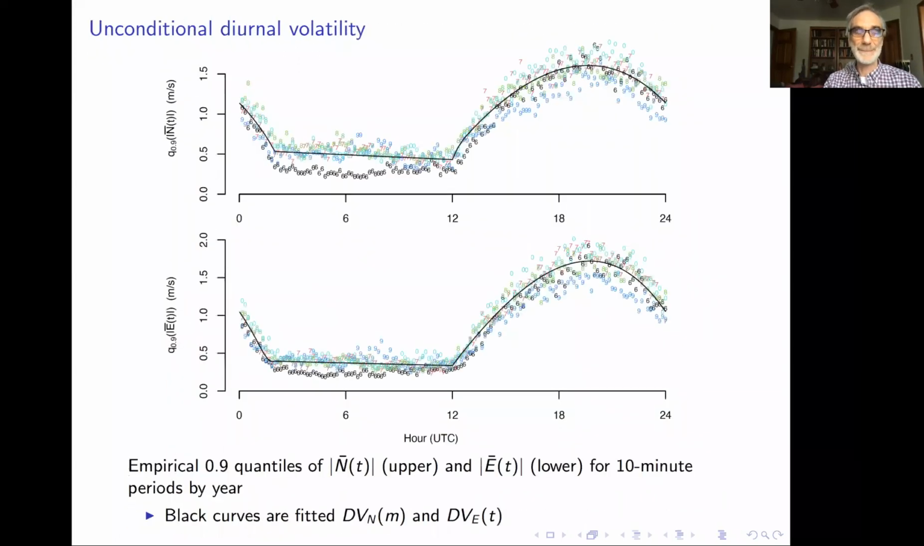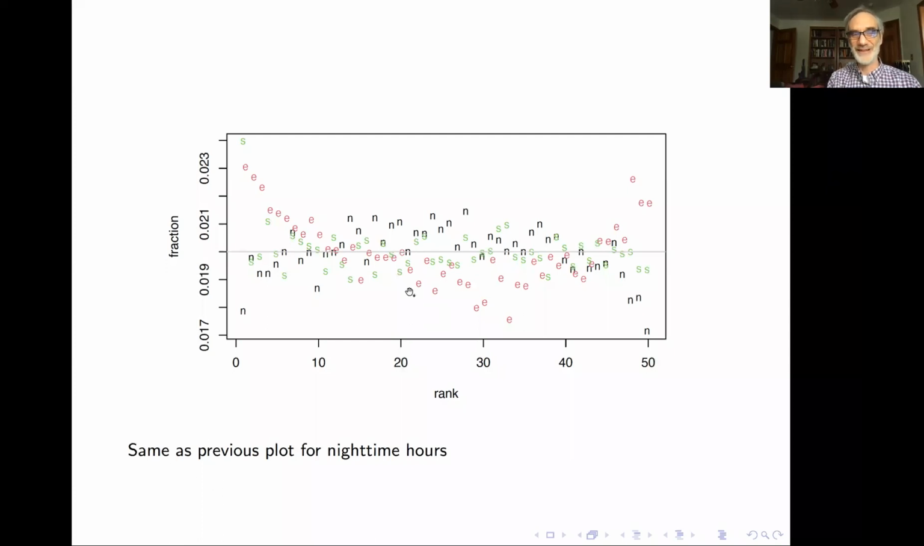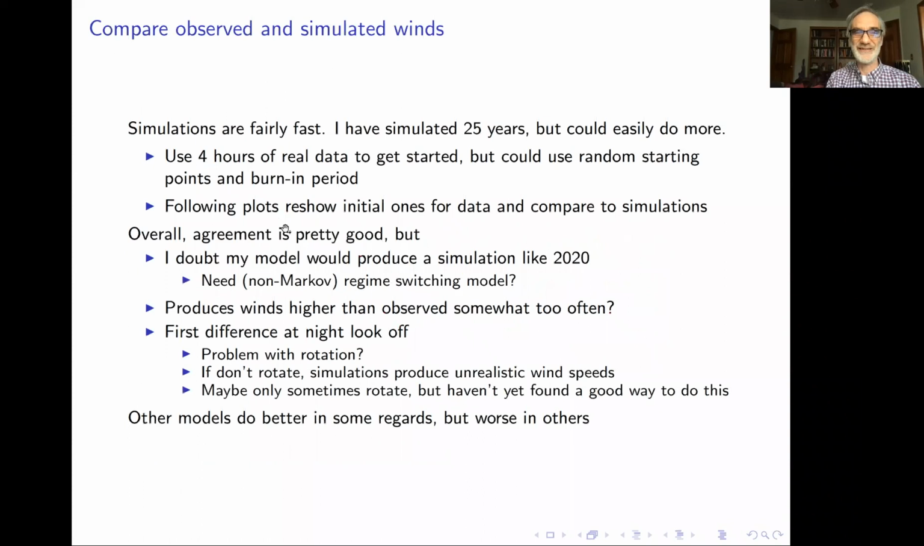Here's the unconditional diurnal volatility by 10-minute period, and the black curve is the fitted, and that fits quite well. These should be uniform. These are the ranks for the 1 minute ahead. When you simulate 49 times and then compare to the data, the actual data should be equally ranked from 1 to 50. So these should all look flat. These look pretty good. During the nighttime it's a little bit off here, but not too bad. So the 1 minute ahead predictions are pretty good here.